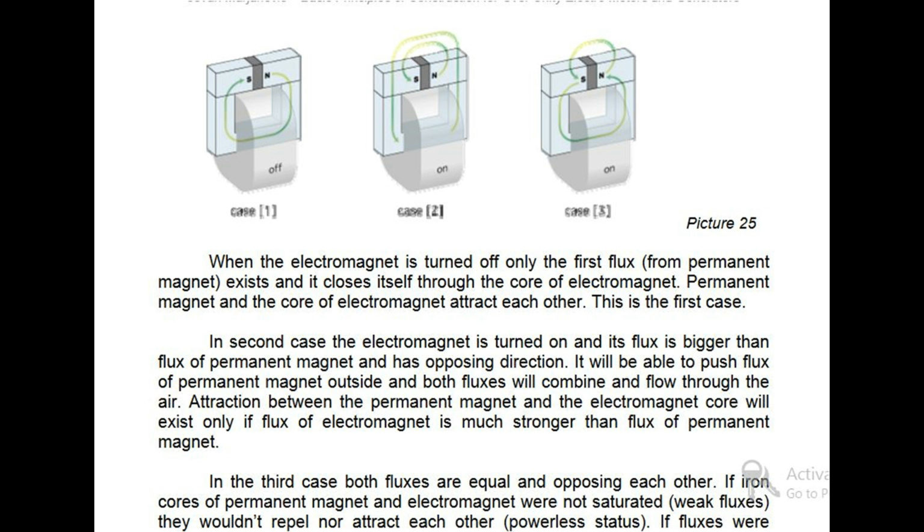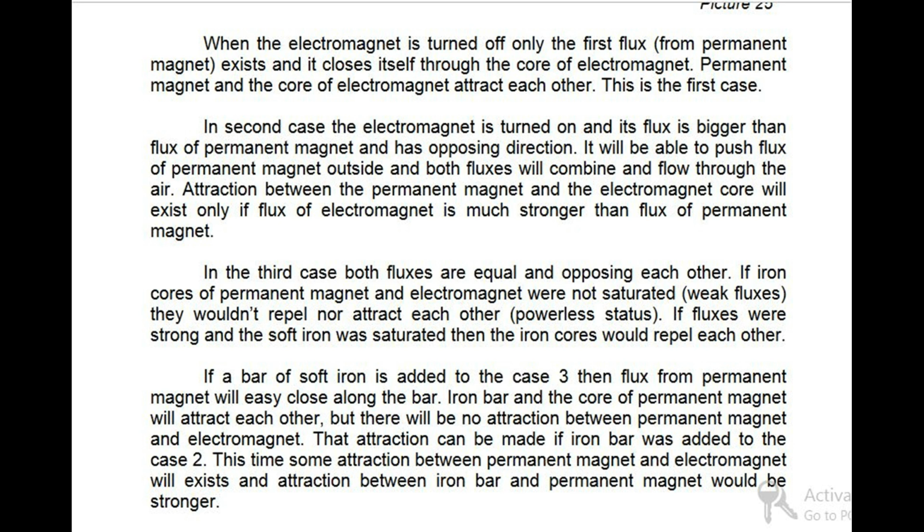In the second case, the electromagnet is turned on and its flux is bigger than flux of the permanent magnet and has opposing direction. It will be able to push flux of the permanent magnet outside and both fluxes will combine and flow through the air. Attraction between the permanent magnet and the electromagnet core will exist only if flux of the electromagnet is much stronger than flux of the permanent magnet. In the third case, both fluxes are equal and opposing each other. If iron cores of the permanent magnet and electromagnet were not saturated, with weak fluxes, they wouldn't repel nor attract each other, a powerless status. If fluxes were strong and the soft iron was saturated, then the iron cores would repel each other.